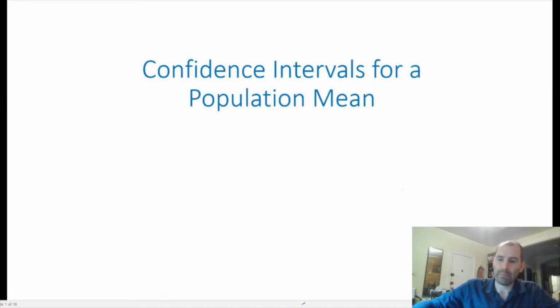We're actually going to be focusing on population means. The idea for how this works for proportion is similar, it's almost identical. But just for the sake of simplicity, we're going to focus on the mean here.